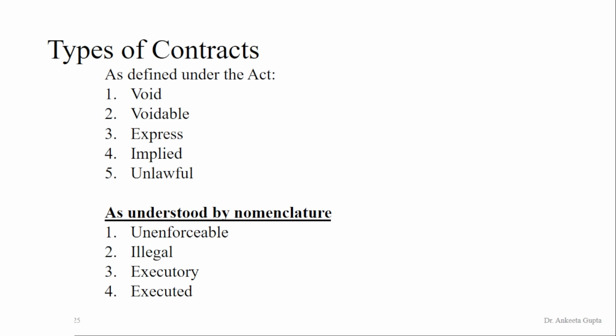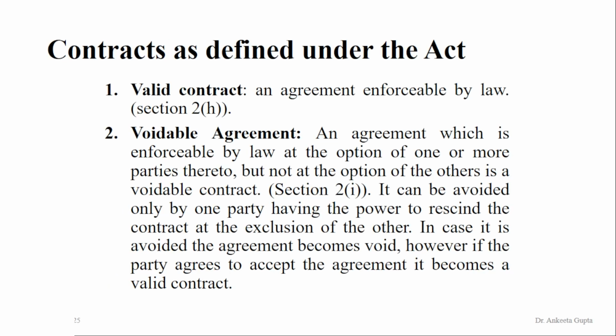Now, let's go to the different types of contract that exist. So, we have contracts that have been defined under the Act, and then there are some contracts that are understood by way of nomenclature. So, we have void, voidable, express, implied, unlawful contracts. And then, as understood by nomenclature, you have illegal, unenforceable, executory, and executed contracts. I felt we should start with a valid contract defined under Section 2(h), where an agreement enforceable by law is a valid contract.